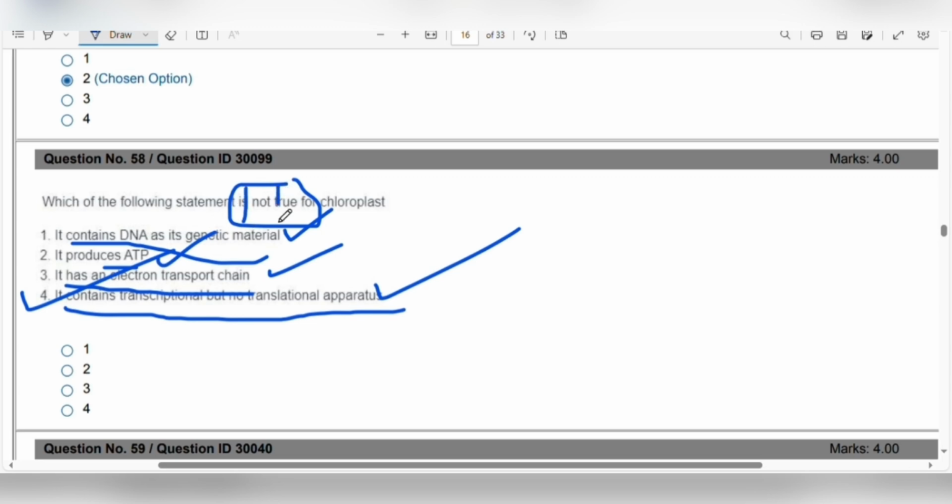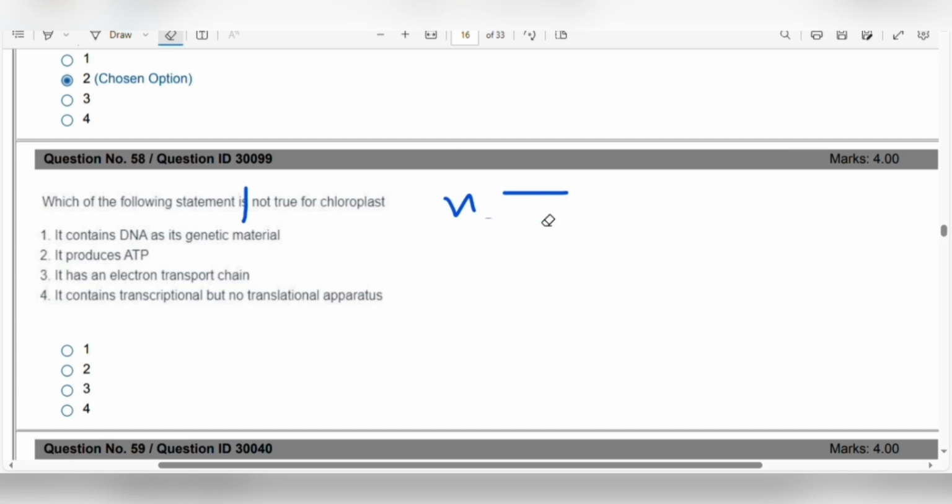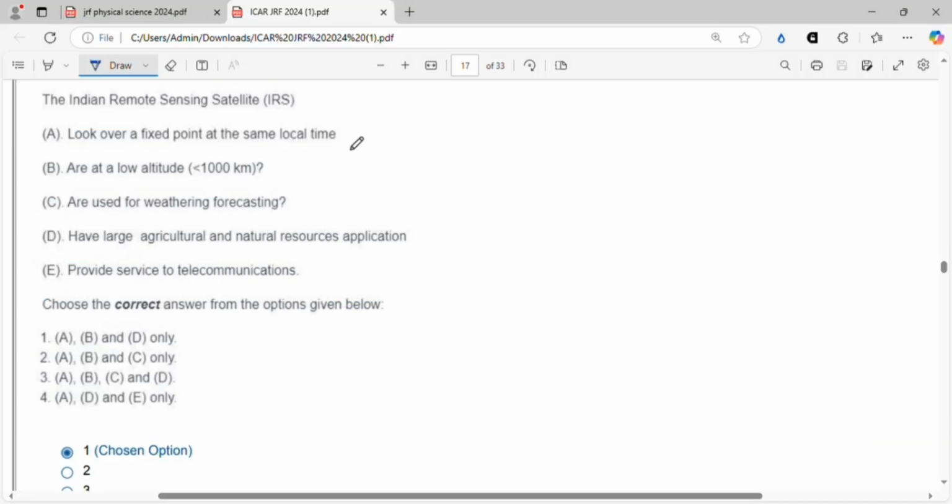This also you have to be very careful. In many questions, they will just simply put a negative word in between, and if you do not check the word here, if you have not read not, then you could have just marked the first option and went on. Yeah, it contains DNA as a genetic material. This is true for chloroplast. So it should not be like that. You should definitely read the question twice, and you should mark it like it is not is there. So the answer will be option 4, right? This is also a very important topic from the point of view of the JRF exam.